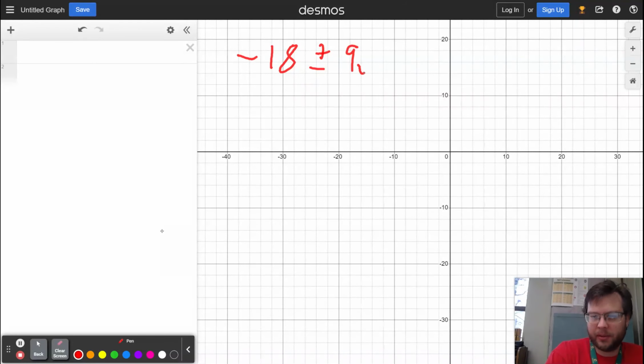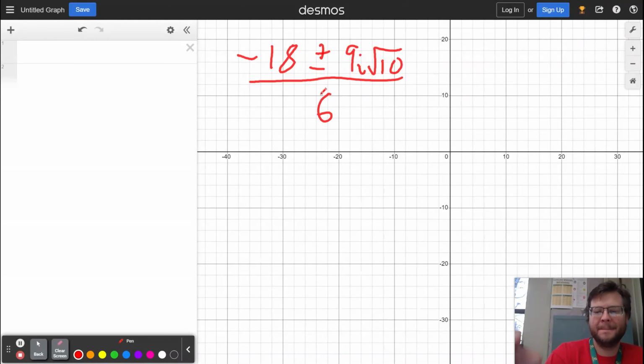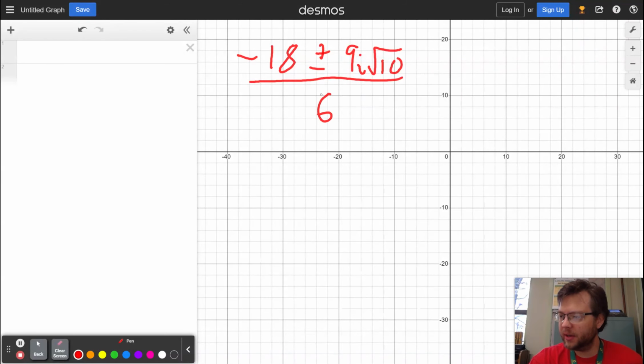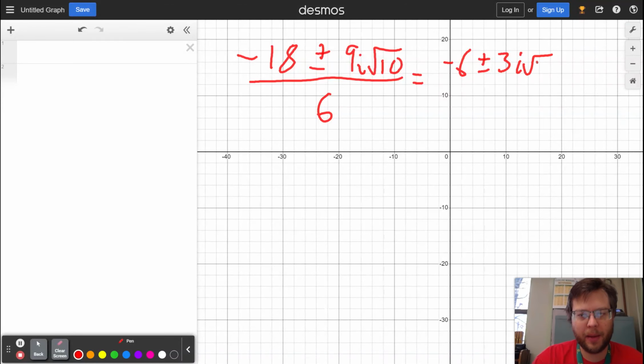This looks like something you might end up with if you're doing the quadratic formula. And what I notice is that all three of those terms that are outside the square root are divisible by 3. So all we can do is knock that down. 18 divided by 3, 9 divided by 3, just copy the i root 10 down. And 6 divided by 3 is 2. That's as good as it gets. So just leave that one there.